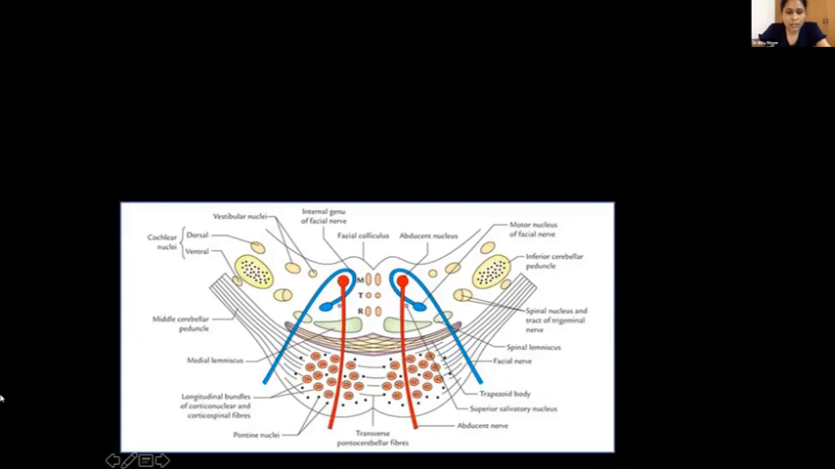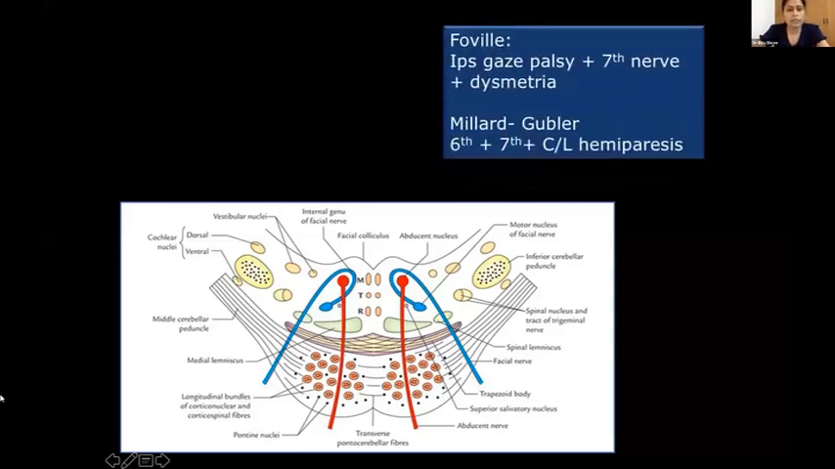The axons arise from the nucleus and pass anteriorly. During their course in the fascicular portion, they cross the medial lemniscus and corticospinal bundles, leading to various syndromes. If the lesion occurs near the nucleus, it will cause ipsilateral gaze palsy because of nuclear involvement, as well as ipsilateral seventh nerve involvement with dysmetria, which is known as Foville syndrome. Millard-Gubler syndrome is because of involvement of the fascicular portion of the nerve, along with seventh nerve involvement and contralateral hemiparesis because of involvement of corticospinal tracts.